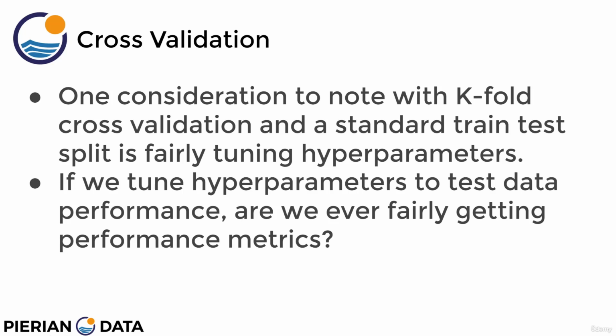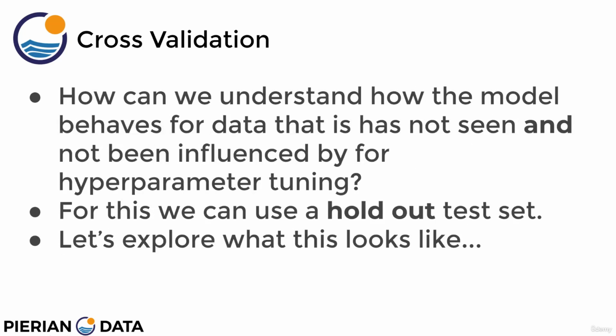Even though the model has technically never seen this data to be trained on, you are, as the data scientist or machine learning practitioner, going back and adjusting hyperparameters based off that test data. So are we ever actually getting fair, true performance metrics on data that's never been seen and never, more importantly, adjusted to? How can we actually fix this problem? Well, if we want to understand how the model behaves for data that it truly has never seen and never been influenced by for hyperparameter tuning, what we do is we use something known as a holdout test set.